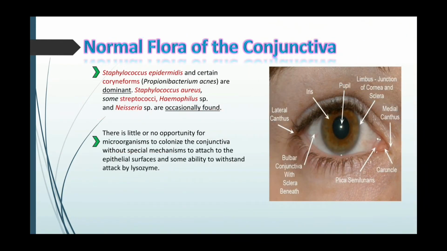Normal flora of the conjunctiva. Staphylococcus epidermidis and certain coryneforms, such as Propionibacterium acnes, are dominant. Staphylococcus aureus, some streptococci, Haemophilus species, and Neisseria species are occasionally found. There is little or no opportunity for microorganisms to colonize the conjunctiva without special mechanisms to attach to the epithelial surfaces and some ability to withstand attack by lysozyme.